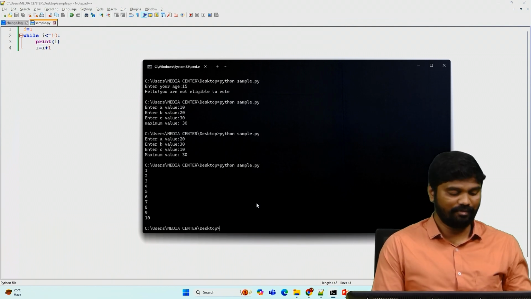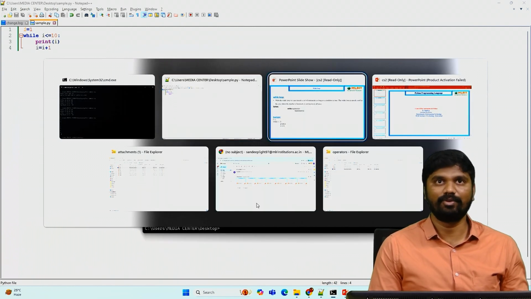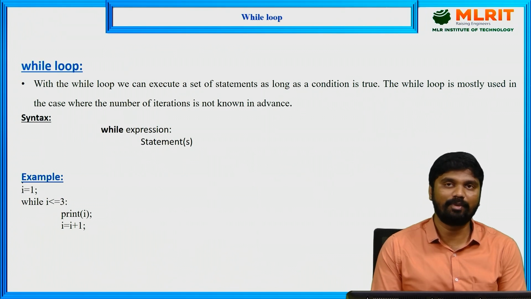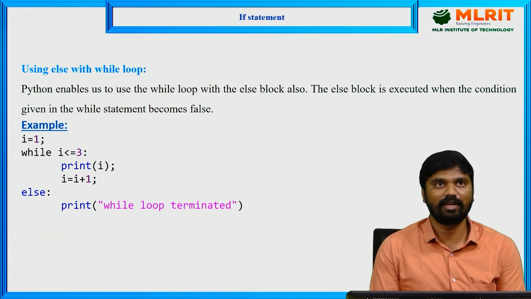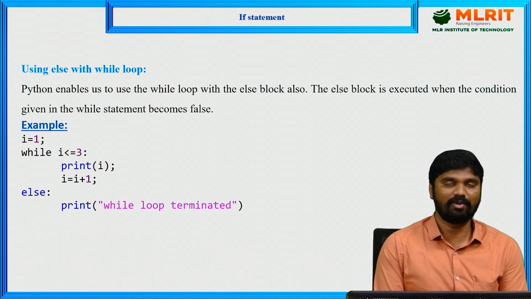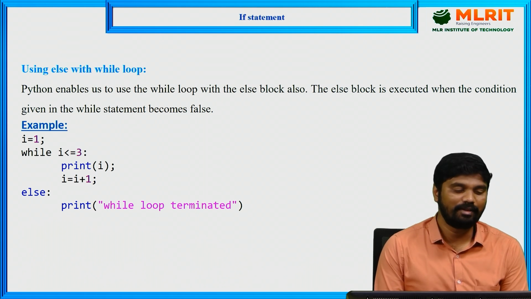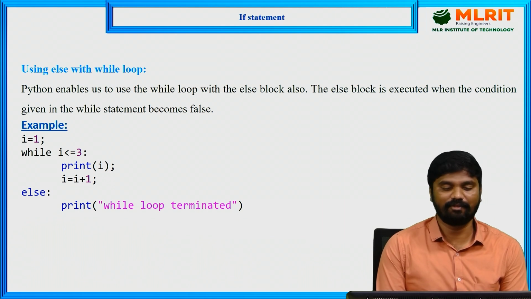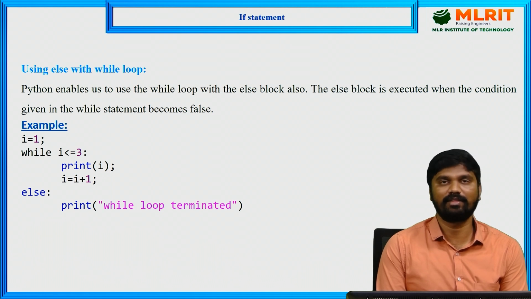This is about the while loop. When do we have to use the while loop? Whenever you don't know how many times the statements have to be executed repeatedly, at that time we can use a while loop. In Java and C programming language we cannot, but here in Python we can use the else block with the while loop.